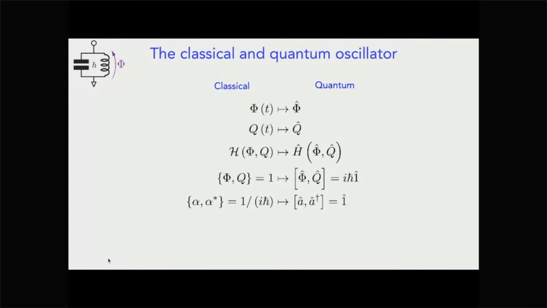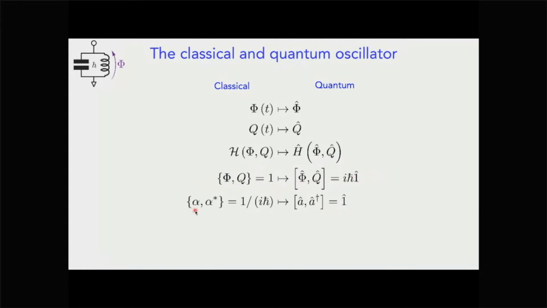Following the prescription inscribed on the previous slide, all I have to do is now supplant the classical variable phi of t by a quantum operator phi, the classical variable q of t by a quantum operator q. Similarly, the Hamiltonian function of the position and momentum turns into a Hamiltonian function of the position operator phi hat and q hat. The Poisson bracket of phi and q turns into the commutator of position and momentum, which is i h bar times the identity.